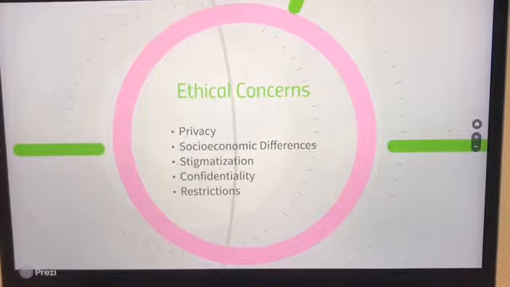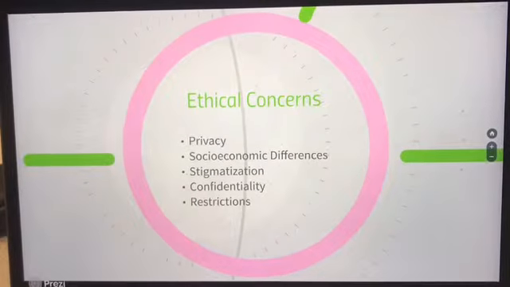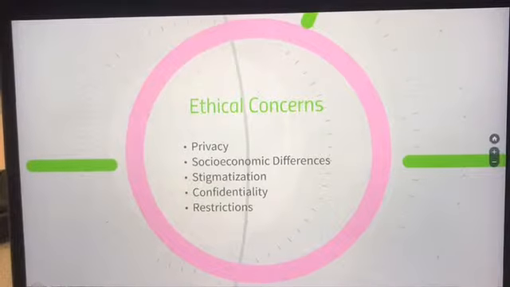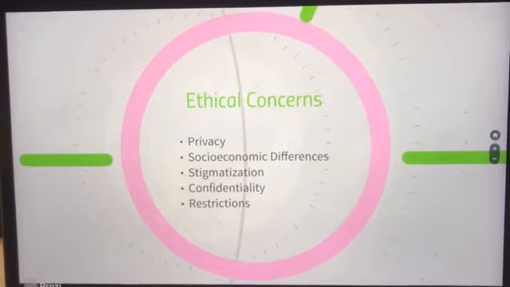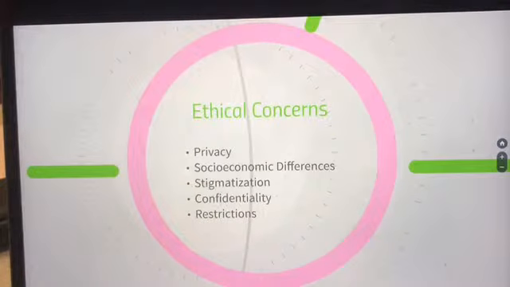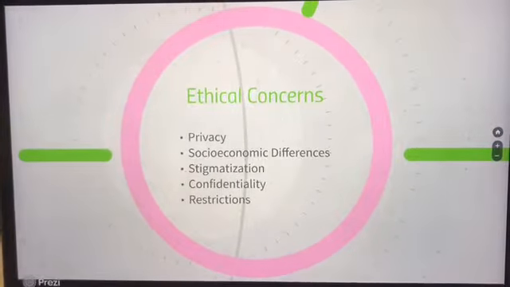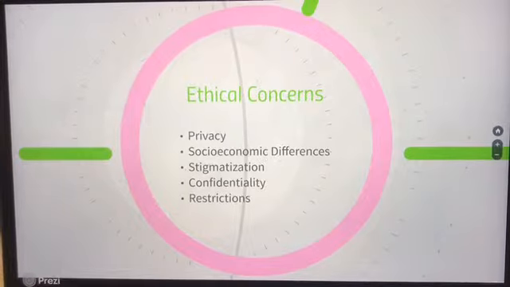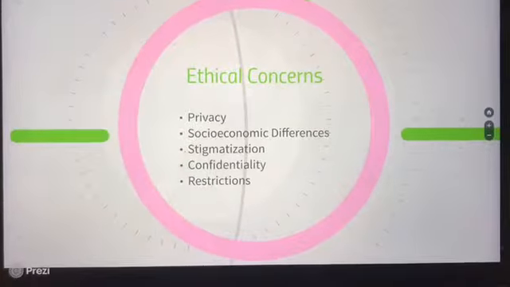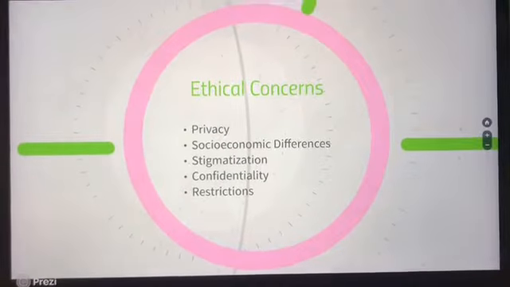The discussion of the ethical concerns of prenatal diagnostic testing can become lengthy, as there are several controversial topics of this method of testing, one of which includes privacy, as the results that the mother receives about her fetus's genetic testing are open to other third parties, such as employers and insurance companies. Another ethical concern includes the socioeconomic differences between classes.